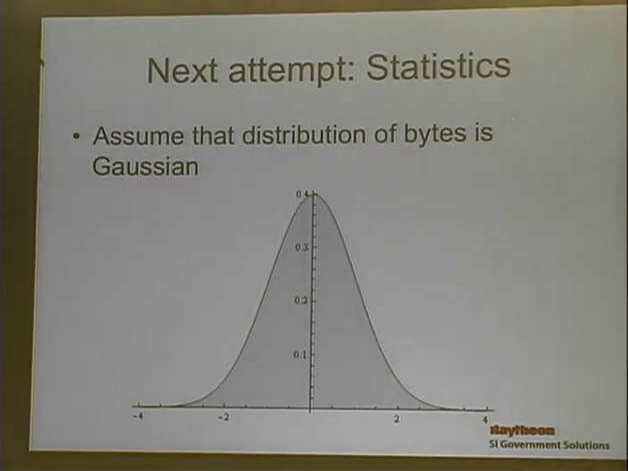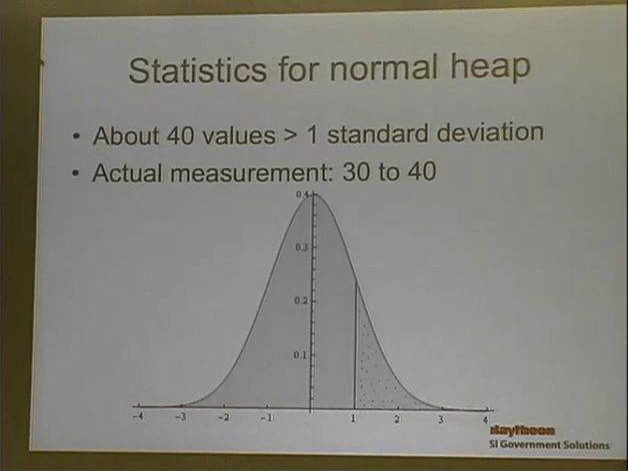Next attempt, this time I'm going to assume that the distribution of bytes is Gaussian. Basically, that's like a bell curve, right? Because as we saw before, it wasn't really random, so let's keep trying stuff. If we carry through with that assumption and do some math, if this distribution is Gaussian, that means about 40 different values should lie 1 standard deviation more than the mean. And that was actually pretty close. From actual measurements and experimentation, we saw that it's usually about 30 to 40, so it's in the ballpark.